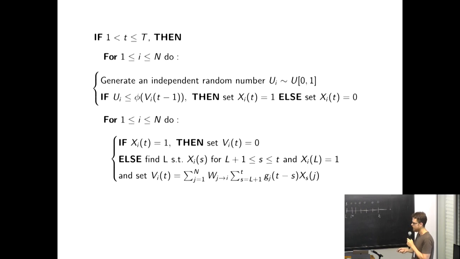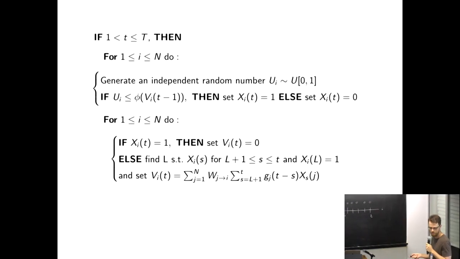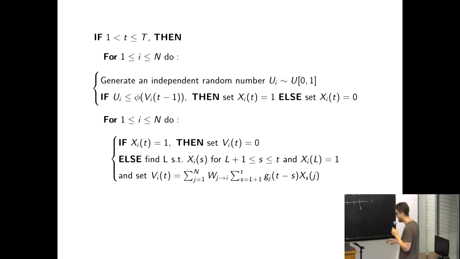Somehow this L cuts the dependence from the past, in the sense that I forget everything that has passed up to this time L. So this is appearing here. And then again, each time that neuron j has a spike at time s, the contribution that neuron i will feel at time t is g of t minus s, because this is the time that has passed.